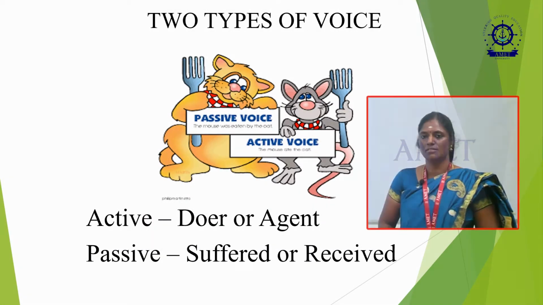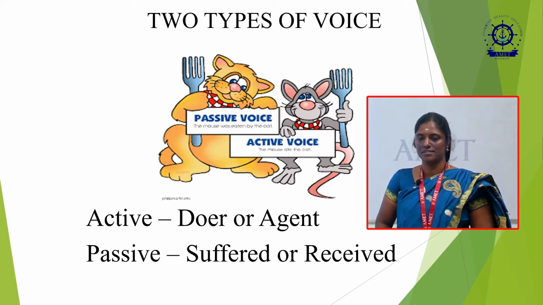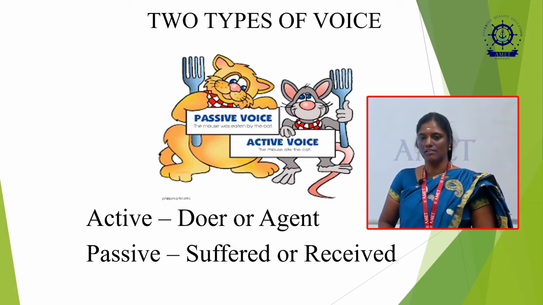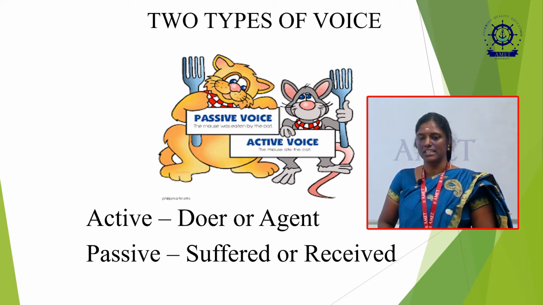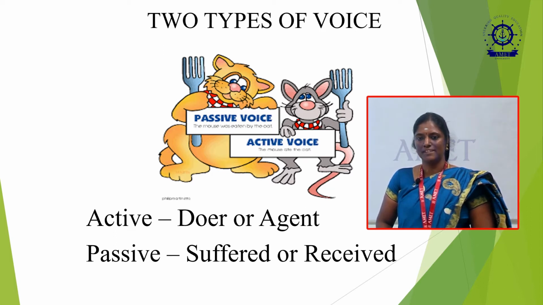In English language, voice is divided into 2 types, active voice and passive voice. What is active voice? In short, it is described as doer or agent. What is passive voice? Passive voice is described as suffered or received. Active voice means what the subject expresses the action, that is known as active voice. What is passive voice? What has done to the object, that comes under passive voice.